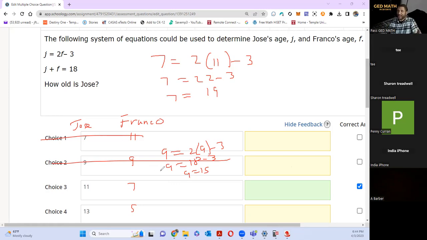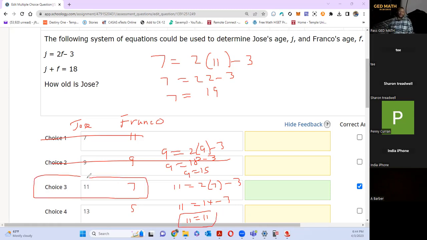Same thing. We're gonna do the same thing. 11 equals 2 times 7 minus 3. 11 equals 14 minus 3. You said 14 minus 3 is 11. Ding, ding, ding. 11 equals 11. Just got my answer without doing any algebra at all. Do you see that trick that I just did by using the multiple choice?